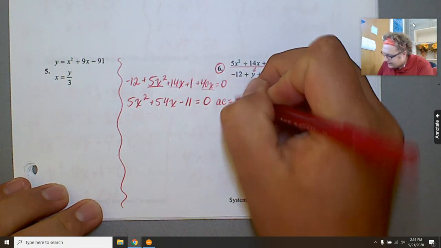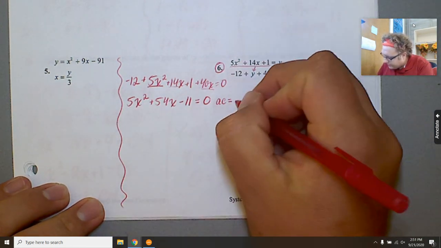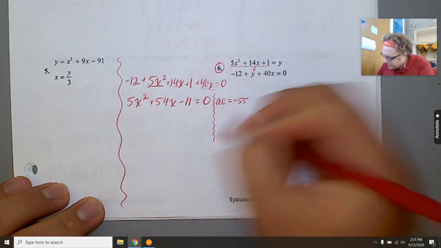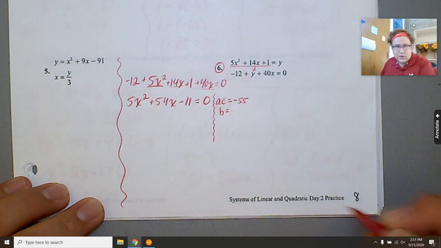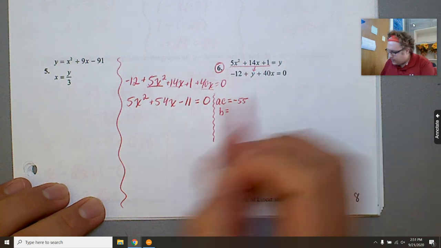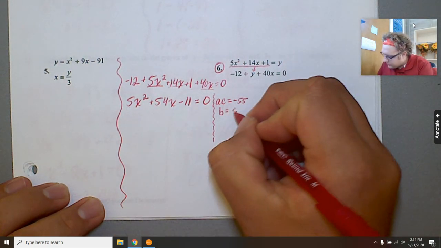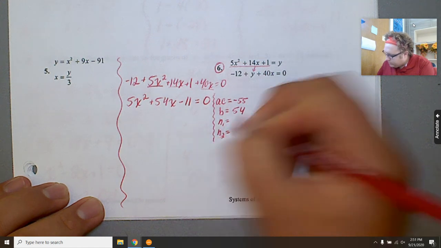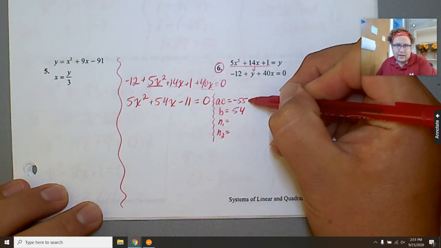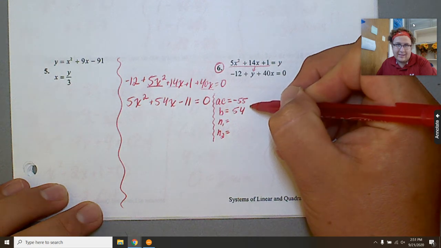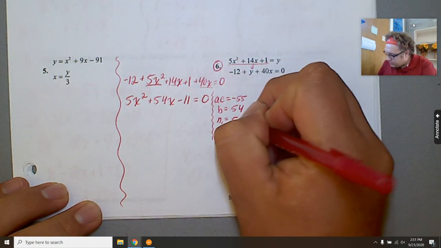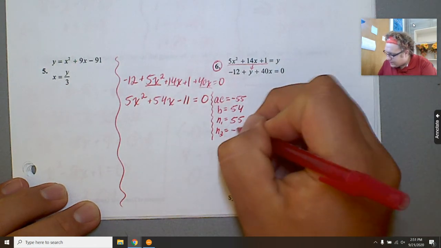So AC is 5 times negative 11, which is negative 55. And here, let me make a little separate spot there. And the B term, the one that we're trying to get it to add to, is positive 54. So we've got to think of two numbers that when multiplied give us negative 55, and when added give us positive 54. So those two numbers are going to be 55 and negative 1.